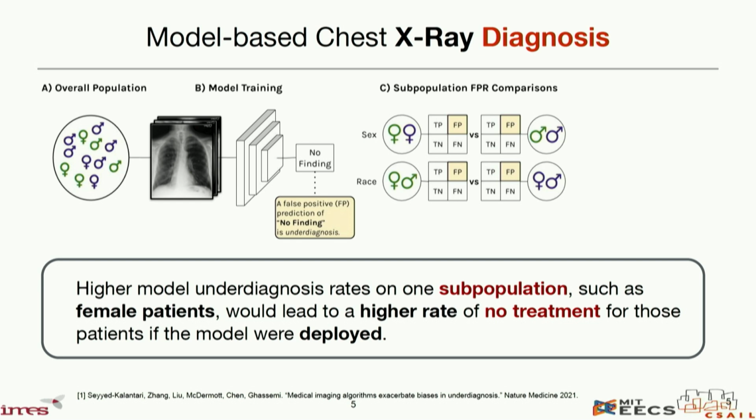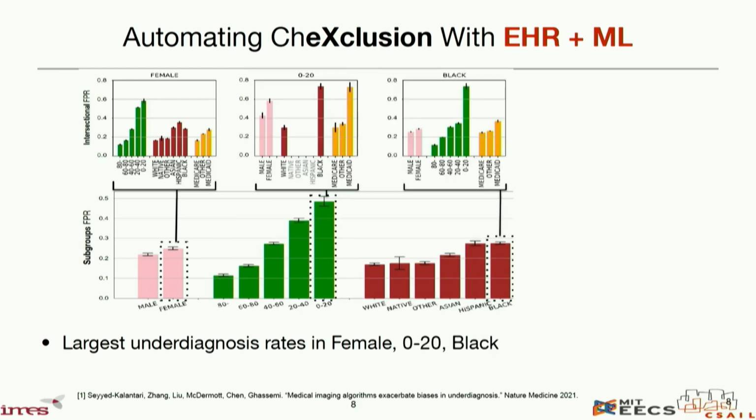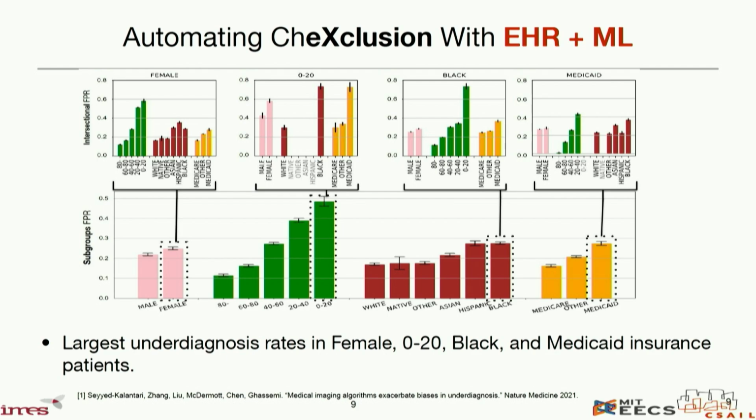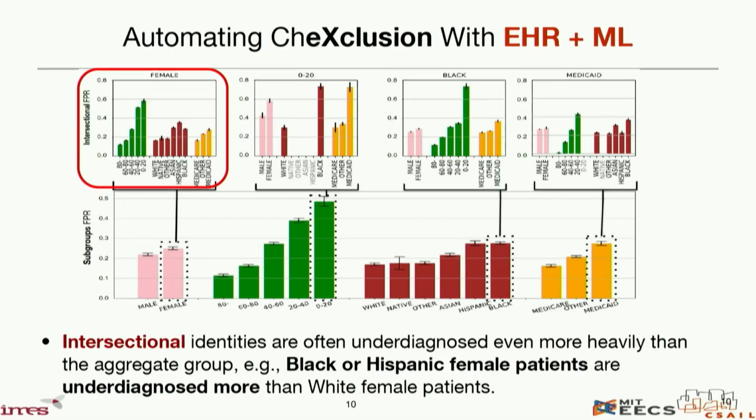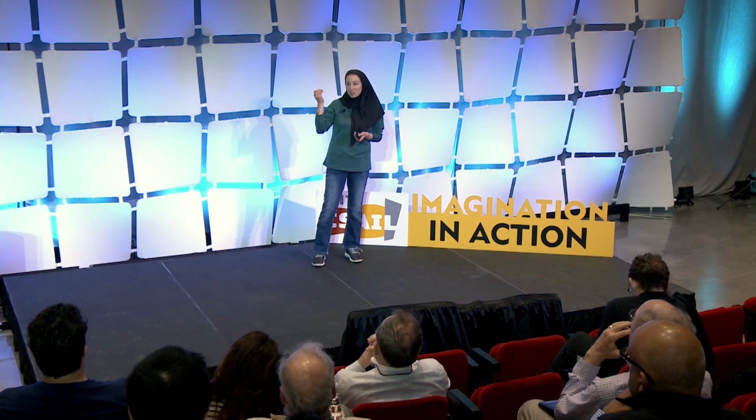So when we audit the state-of-the-art model, we find that it has the lowest performance rate and the largest underdiagnosis rate in female patients, young patients, black patients, and patients on Medicaid insurance. And patients who have an intersectional identity, that means that they are maybe a black or Hispanic female patient, they do worse than their aggregated group. And this is not just limited to this imaging data.